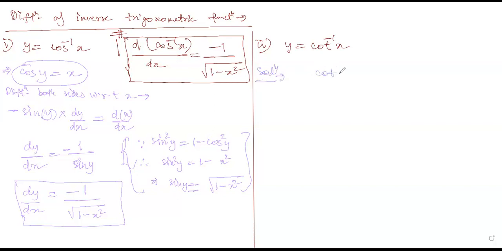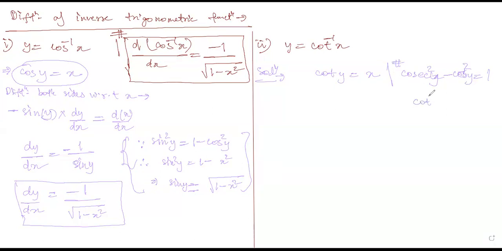Okay, so we can definitely write cot y is equal to x. Right? Cot y is equal to x. And you know there is a formula: cosec square y minus cot square y is equal to 1. You can write like that.